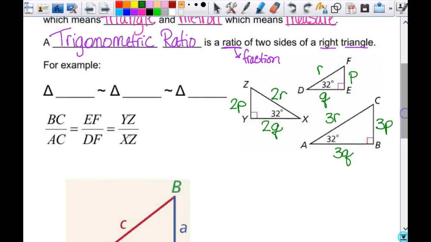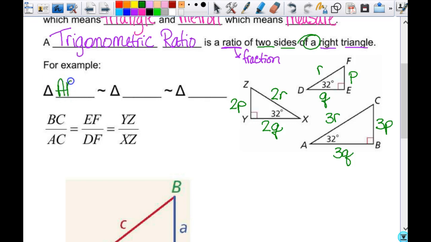The difference is, and what a trig ratio is, how it differs from that, it is a ratio of two sides of a right triangle. We're not comparing two triangles to each other. It's a ratio of two sides from the same triangle. So that's what this little setup over here is. First of all, let's fill these in, because we already said that they're similar.